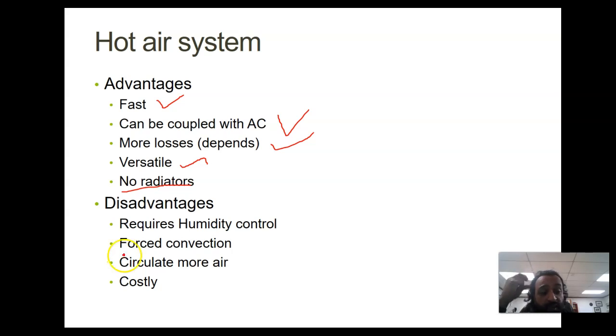Also, it circulates more air, which can also be considered a disadvantage. You will get more dust and more circulation. I mean, if you don't like it, then it's not going to be something you want. And it can be a little bit costly, and that is because you will need to install duct.